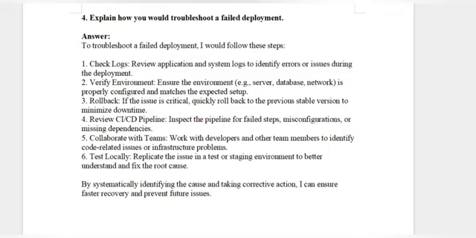Fourth is review the CI/CD pipeline. Inspect the pipeline for failed steps, misconfigurations, or missing dependencies. Fifth is collaborate with teams. Work with developers and other team members to identify code-related issues or infrastructure problems. Sixth is test locally. Replicate the issue in a test or staging environment for better understanding and fixing the root cause. By systematically identifying the cause and taking corrective actions, I can ensure faster recovery and prevent future issues.